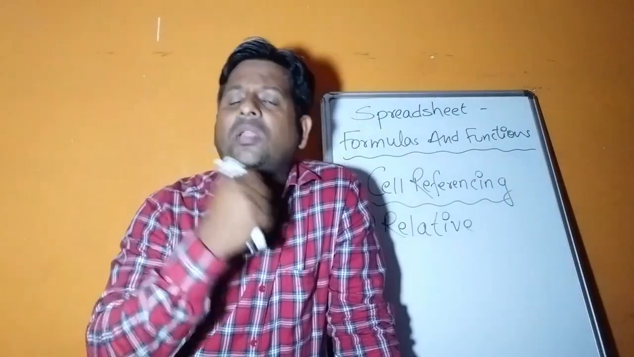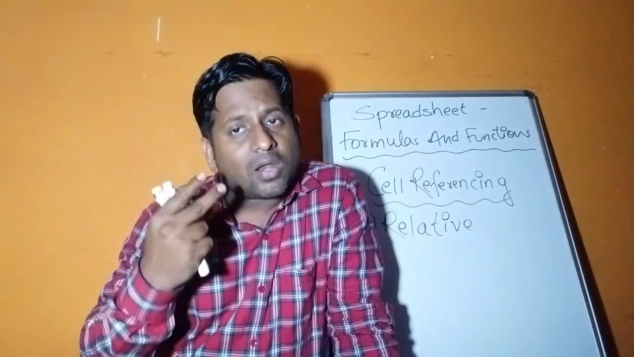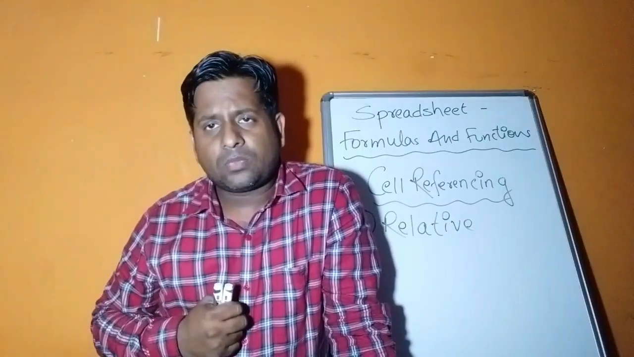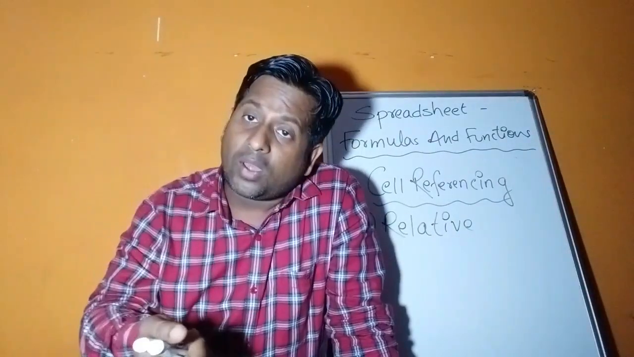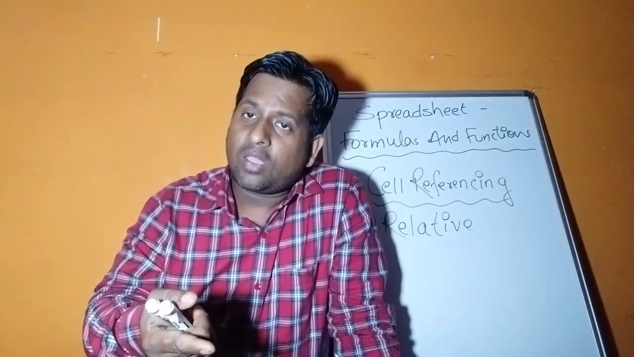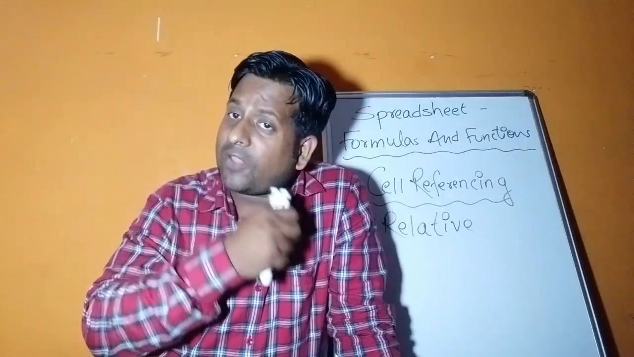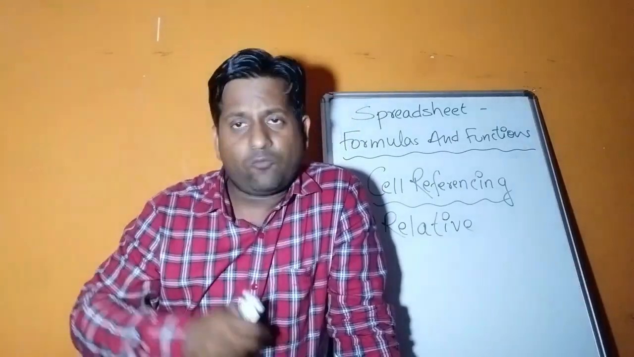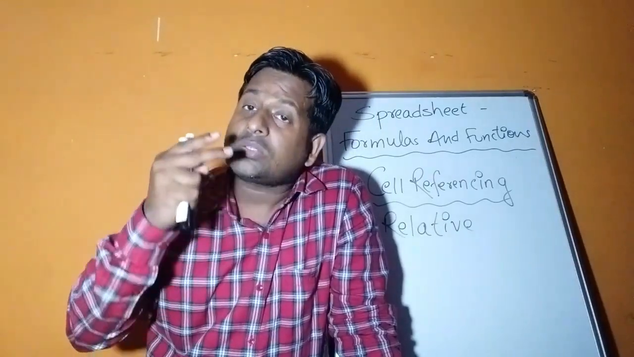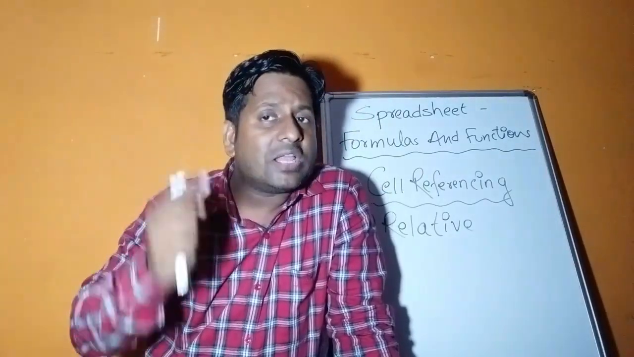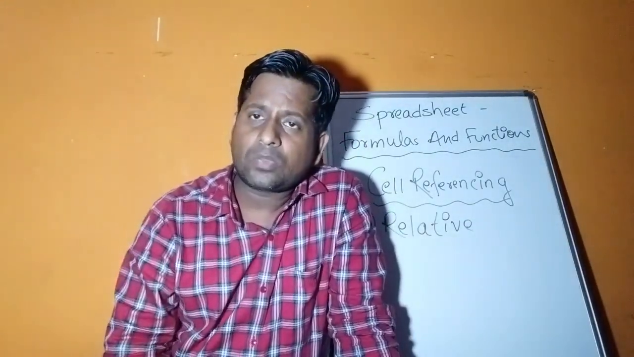When both the parts are not fixed, say when you are copying A1 to the next line, it will turn to B1, or maybe A2, like that. That means when the parts of the address are not fixed, that is known as relative type referencing, or you can say relative cell referencing.